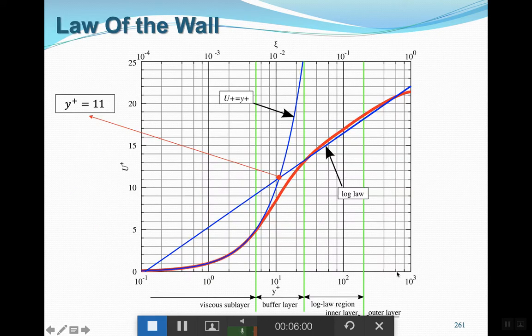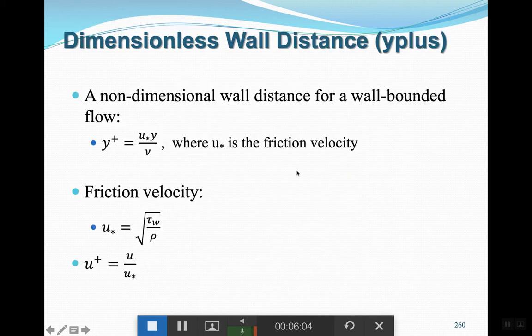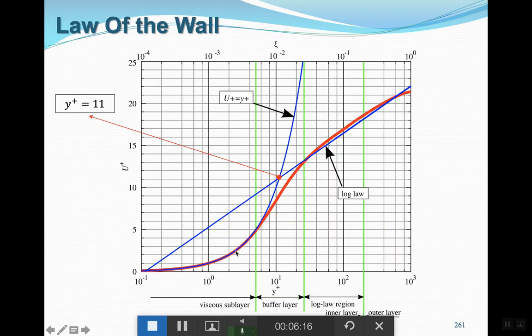Now, if we look at Y plus based on U plus, U plus is also a non-dimensional speed, the velocity from the wall, which is your actual U divided by your U star. If we look at this, the horizontal axis is your Y plus and the vertical axis is your U plus. So this is basically the non-dimensional plot of velocity as you go further and further away from the wall.